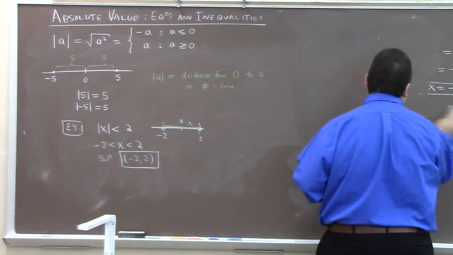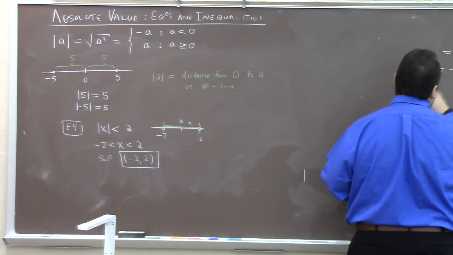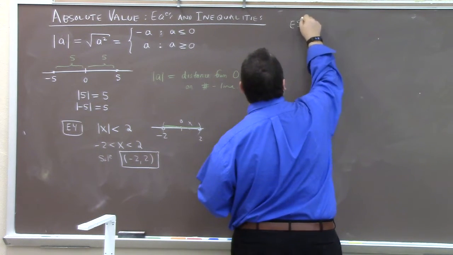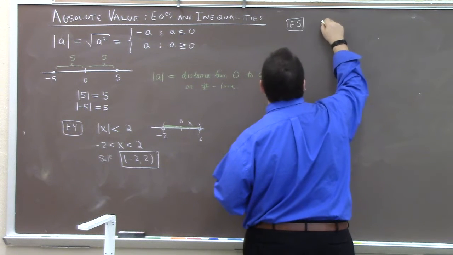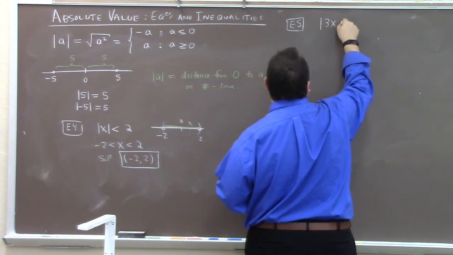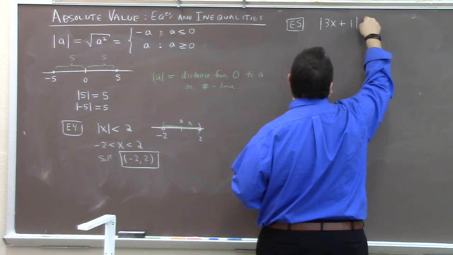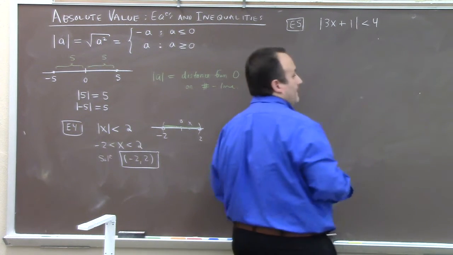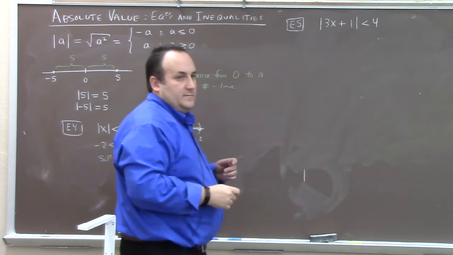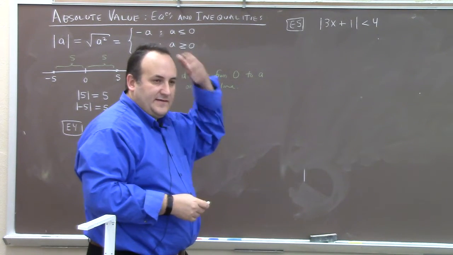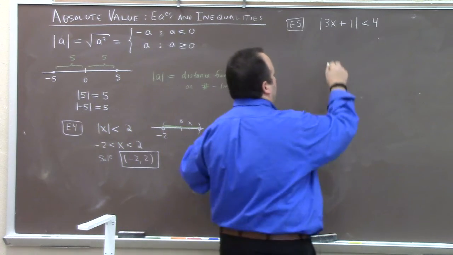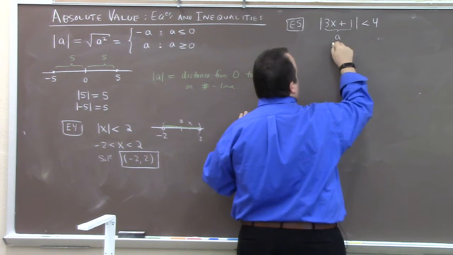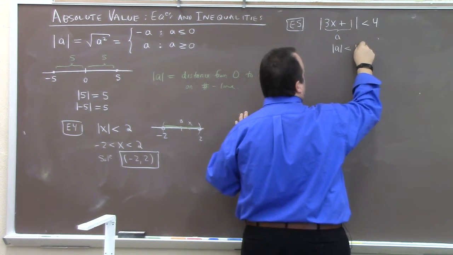And I can apply the same principle to more complicated expressions, like example 5. I could think about something like the absolute value of 3x plus 1 less than 4. If you want to, you could think about this by making a substitution. You could think about this thing being a, and so we got the absolute value of a less than 4, right?